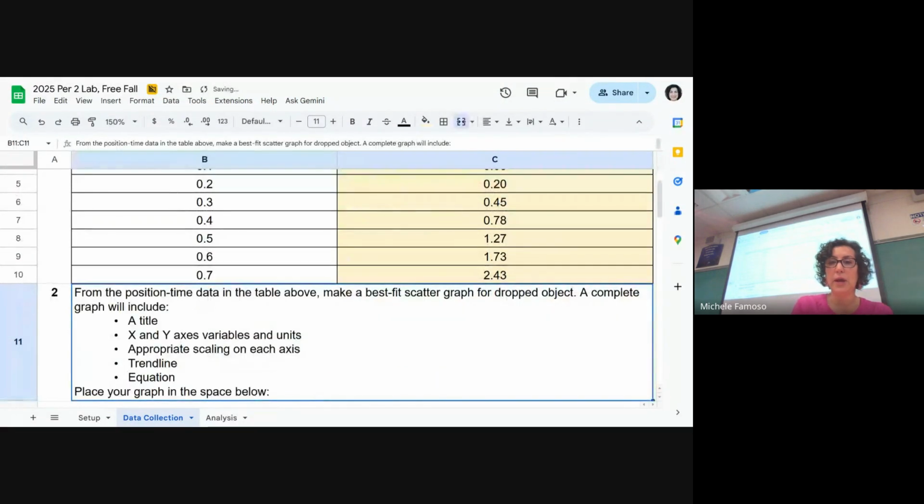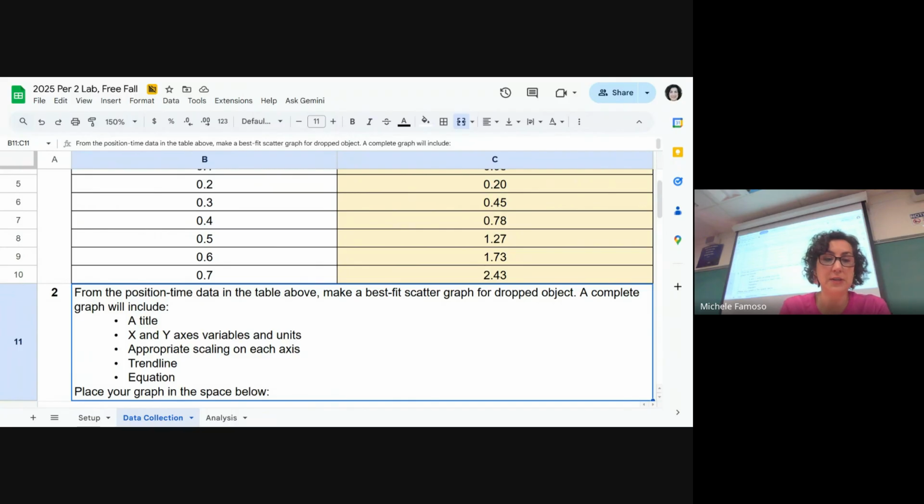Okay. I don't need that video anymore, so I'm going to close it out. Okay. So now what I'm going to do, and you need to do this as well, is make a position time graph for that data.